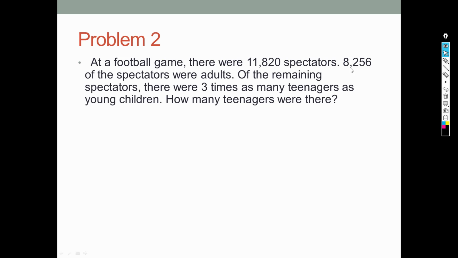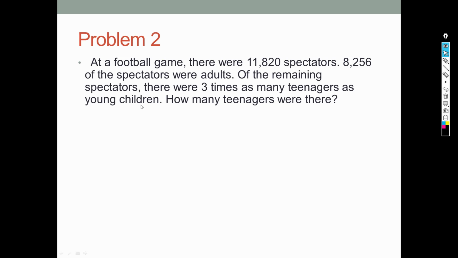And then it says 8,256 of the spectators were adults. Okay? Adults. Those were adults. Of the remaining spectators, there were 3 times as many teenagers as young children. How many teenagers were there?